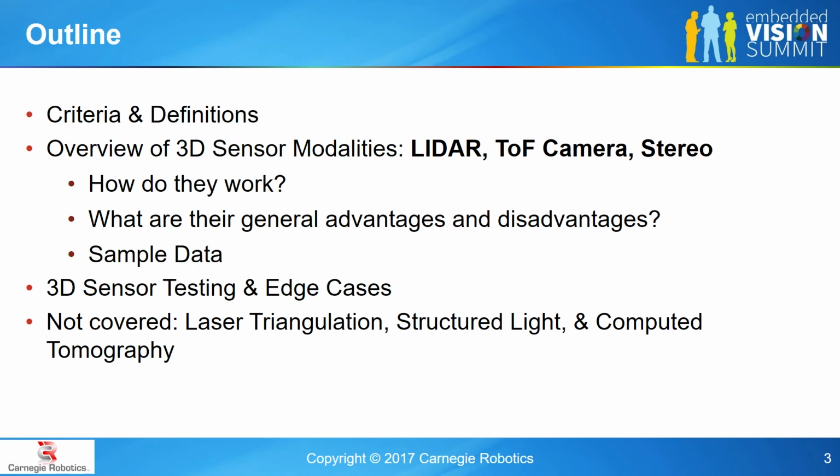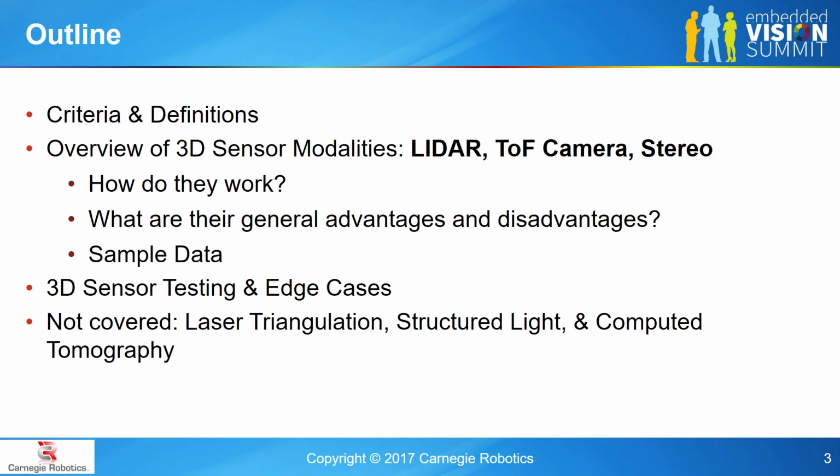So we're going to first start with criteria and definitions, give you some fundamentals on the verbiage that we use to talk about these sensors. And then we're going to do an overview of 3 different kinds of 3D sensor modalities, LiDAR systems, time-of-flight cameras, as well as active and passive stereo. And that'll include a very brief summary of how they work, what are their general advantages and disadvantages, as well as some sample data from a single environment to show you qualitatively how these sensors behave and how they work. Then we'll go into a little bit more detail on 3D sensor testing and some edge cases, and this is a little bit more quantitative with some results from laboratory testing that we've done, and finishing up with some final thoughts.